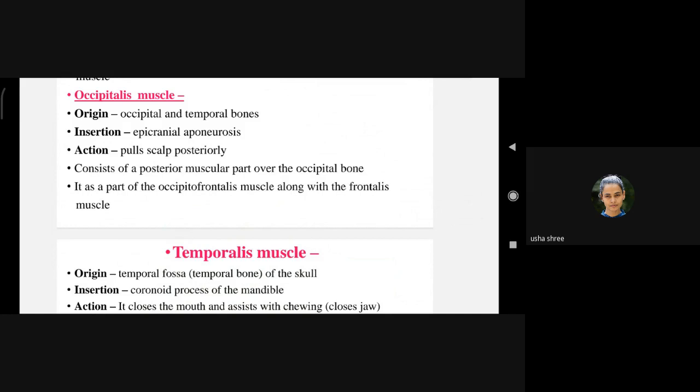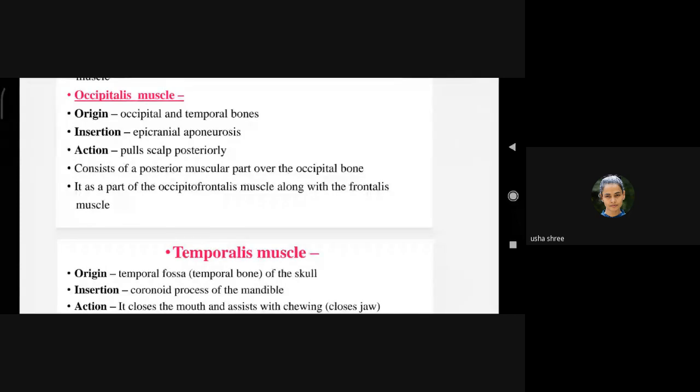Not the scalp itself, as the skull is formed by bones. The covering of the scalp is formed by this occipital muscle at the back of the head, where the occipital bone is situated. This muscle covers that occipital bone, and it consists of a posterior muscular part over the occipital bone. It is a part of the occipitofrontalis muscle along with the frontalis muscle.